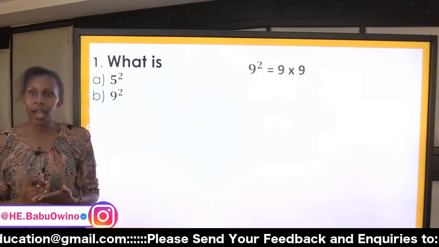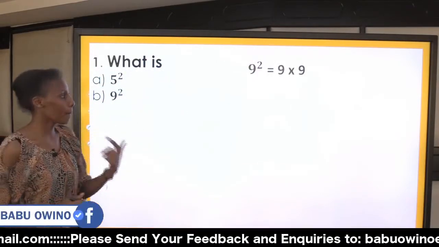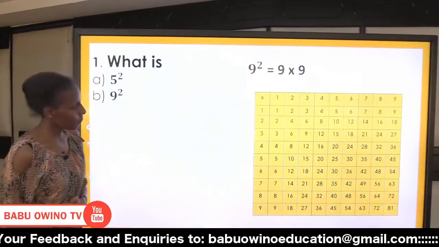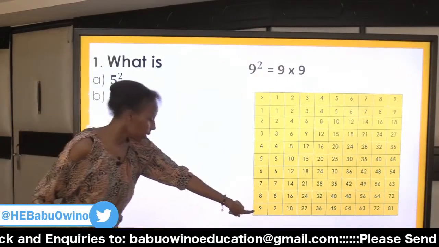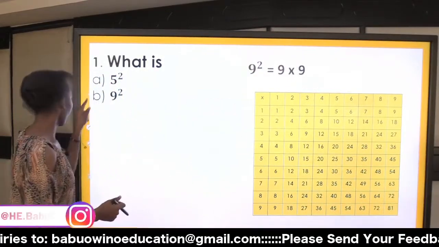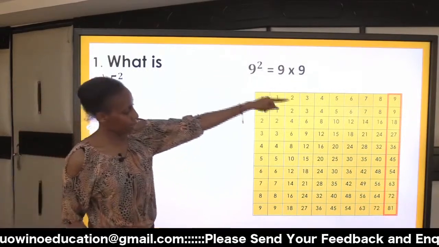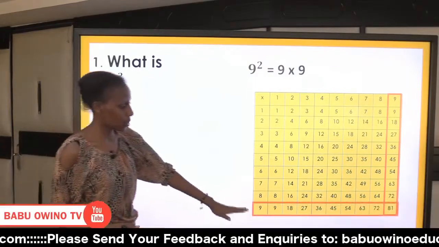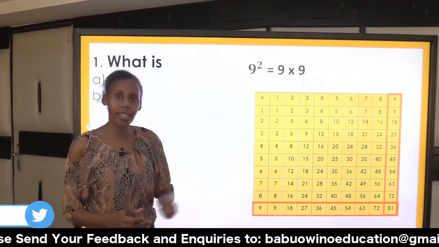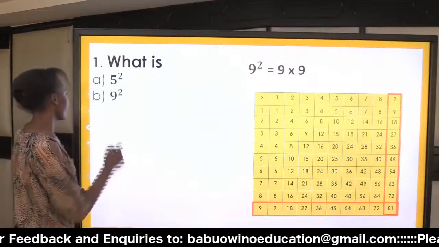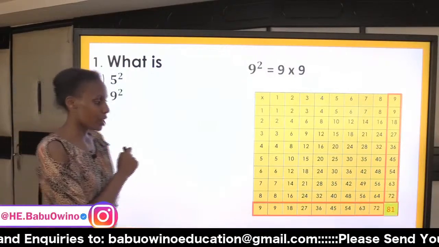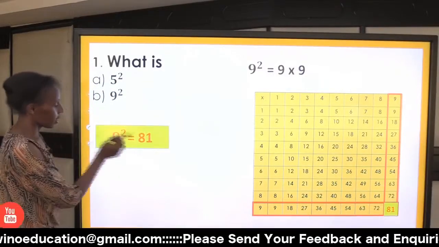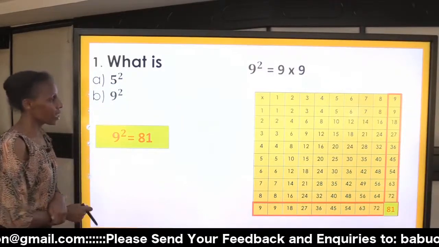Because to square a number, you have to multiply that number by itself. We get our multiplication table, and we get our 9 down here and the other 9 there. So we draw our line downwards up to the end of the column, and here we do the same. There's a number that has been trapped, and that is 81. So our number which has been trapped becomes our answer. So when you square 9, the answer will be 81.